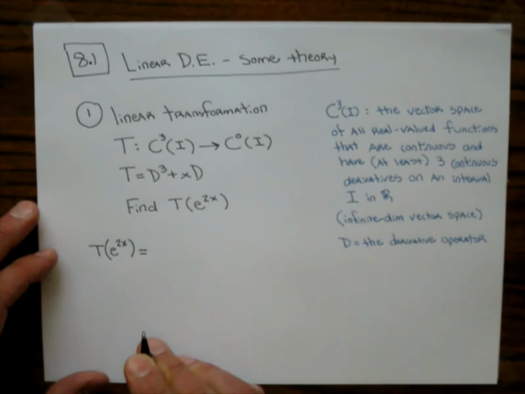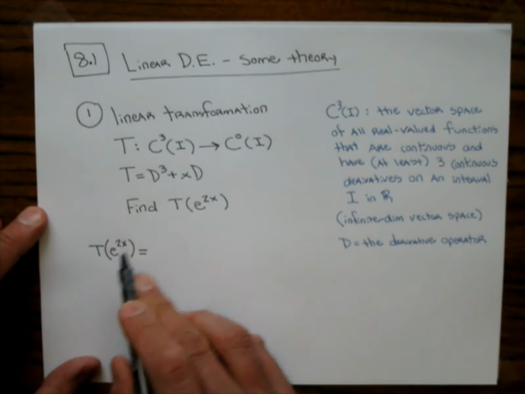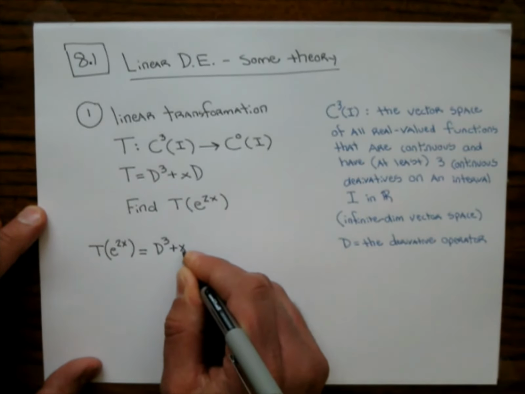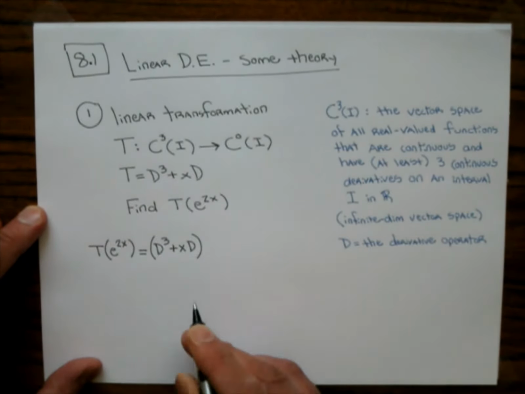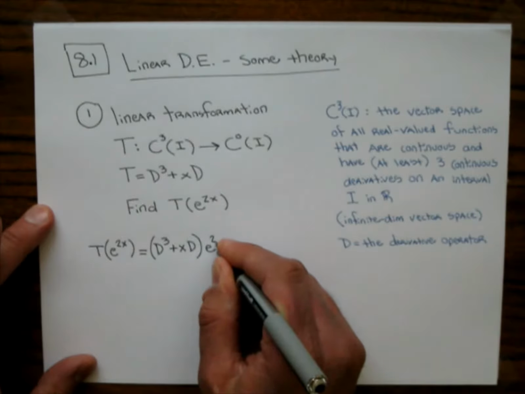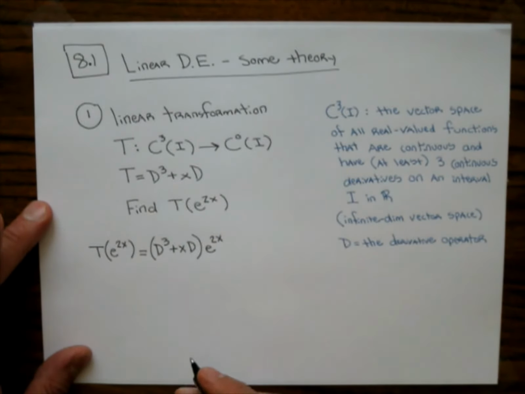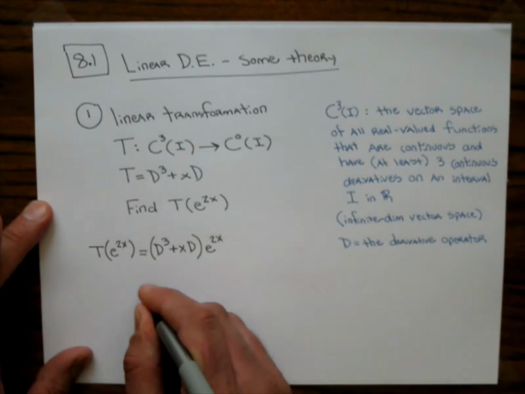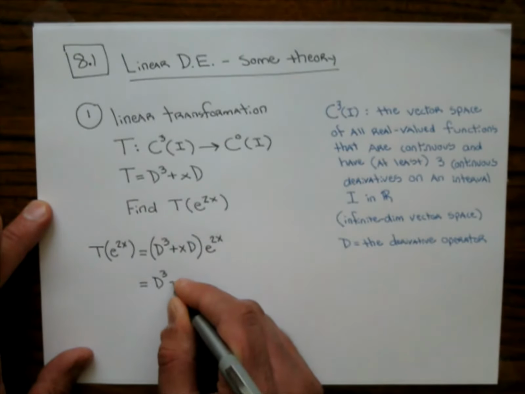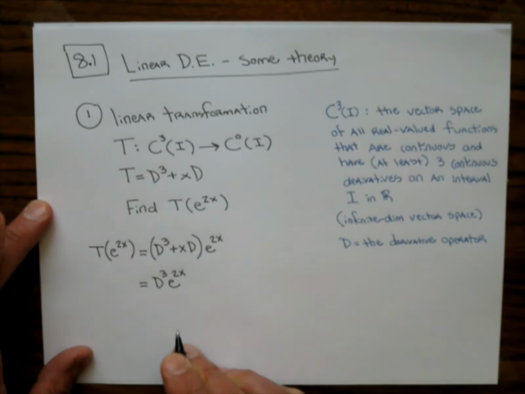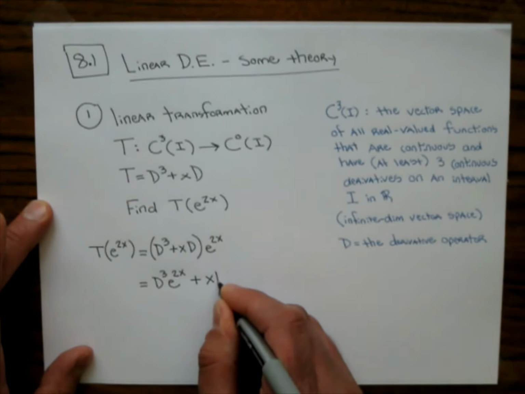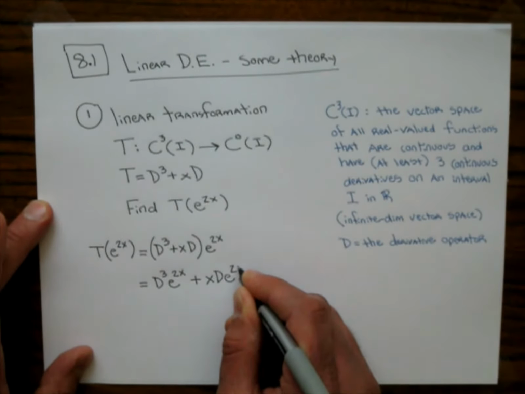This is going to seem weird the first time you see it, but I'm going to replace the T with D cubed plus xD. I'm going to put parentheses around it, and it's going to operate on e to the 2x. Now, we have to be very careful with our notation here. I have to write D cubed to the left of e to the 2x, and then I'm going to write xD e to the 2x.